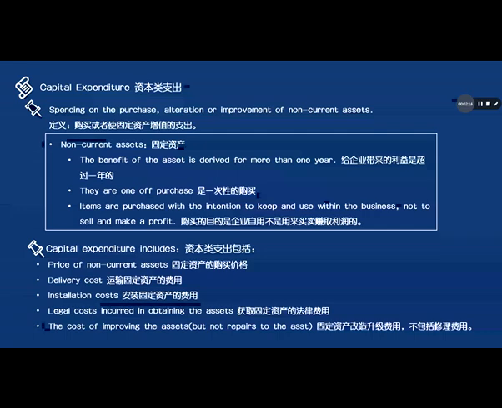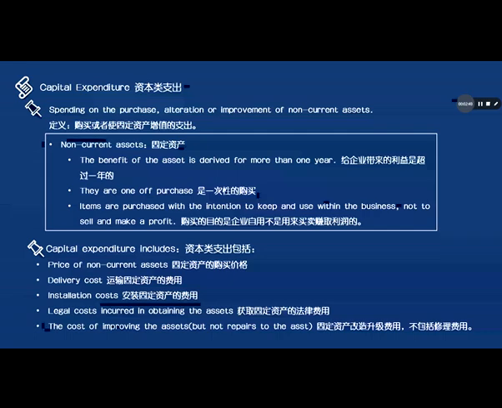Capital expenditure. So now we know what non-current assets are, right? According to the definition of capital expenditure, we can classify the following expenses as adding value or creating non-current asset. So the following expenditures are all capital expenditures. Firstly, the price of non-current asset. When we're buying a non-current asset, we need to pay for it. So the price is the non-current asset expenditure, is a capital expenditure.